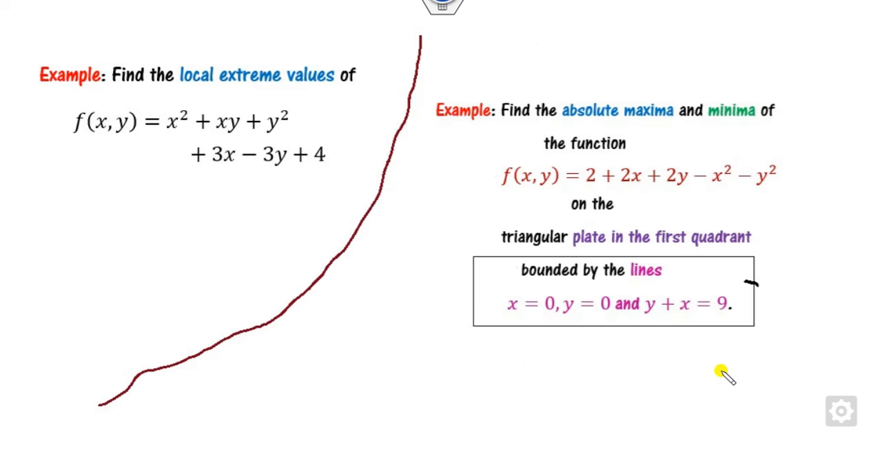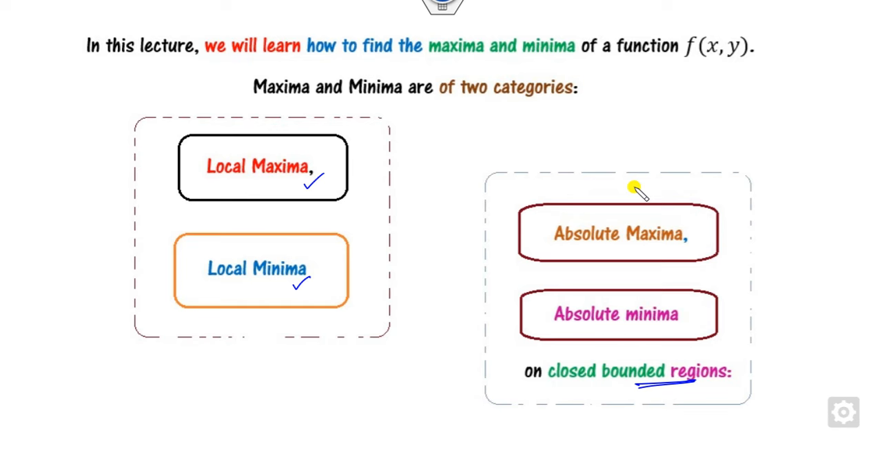For example, if I ask how you can find the maxima and minima of this function, that is called the local extreme values. On the other hand, finding the maxima and minima of this function over this region, and if you draw that, you can see this is my closed region. That's why this is called maxima and minima over the closed bounded region.